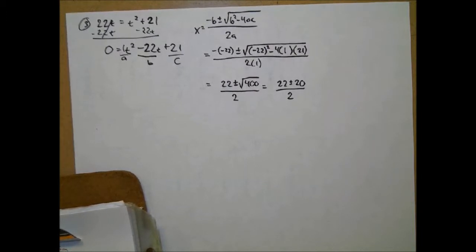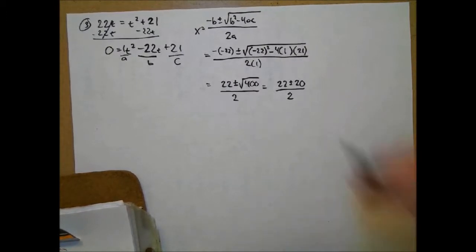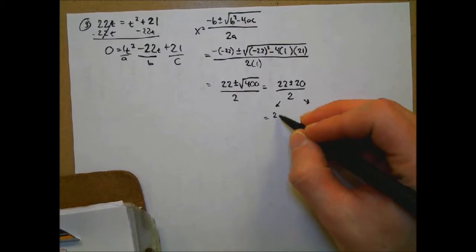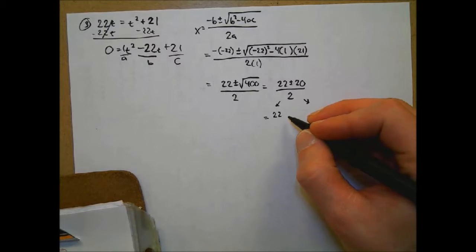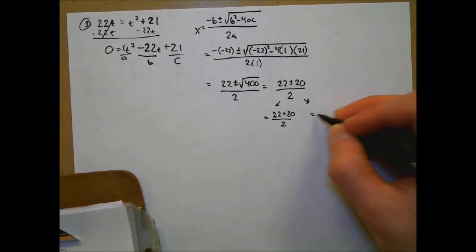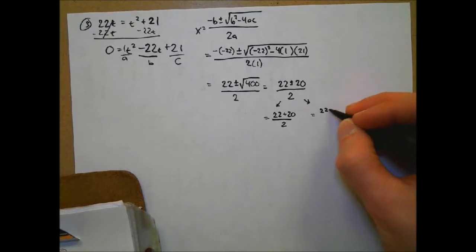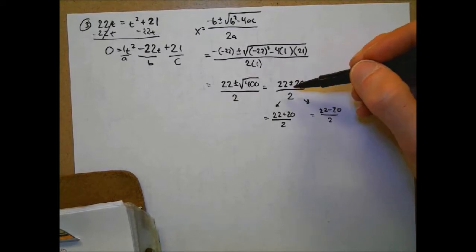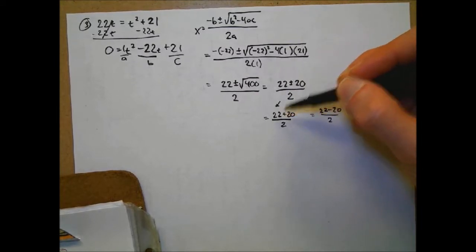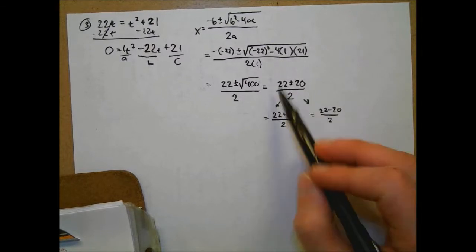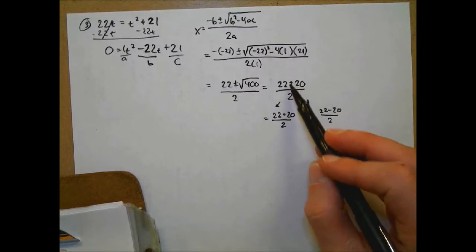Okay, so let's break it up into our 2 solutions here. We'll have 22 plus 20 all over 2, and we'll have 22 minus 20 all over 2. Again, that plus or minus, that's where we break it up. One we just keep the plus, we make the other one minus, okay? This is showing 2 answers in here, and the difference is one's going to have a plus, one's going to have the minus.